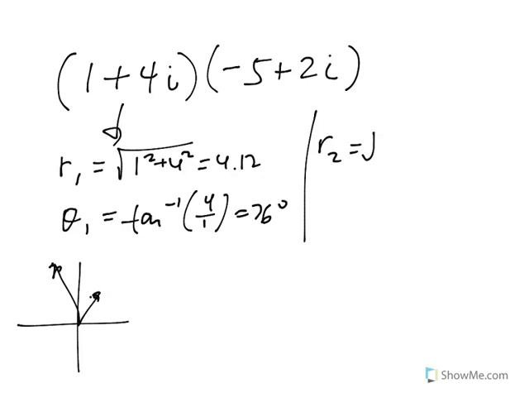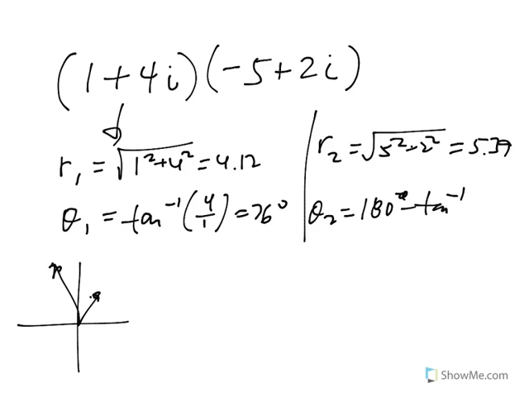So the r value here is the square root of 5 squared plus 2 squared, which is about 5.39. And theta 2 is in quadrant 2, so it's 180 minus tan inverse of just regular 2/5, positive 2/5. Don't put negatives into the tan inverse, and you get about 158.2. So these numbers in polar form are 4.12.